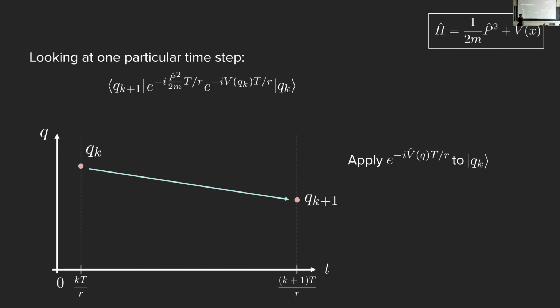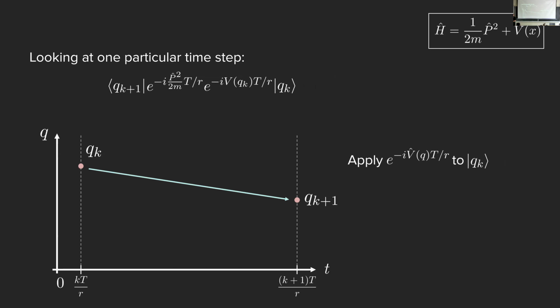And what we can do is apply the V operator to the computational basis state Q_k. Since V is diagonal in the computational basis, Q_k is an eigenstate of V, so we can directly apply the operator to the state and just get the eigenvalue in the phase. What's nice about that is that now we no longer have the operator V. It's just V of Q_k, which is a scalar, so we can just take it out. And now we want to do the exact same thing with P. We want to get rid of the operator.